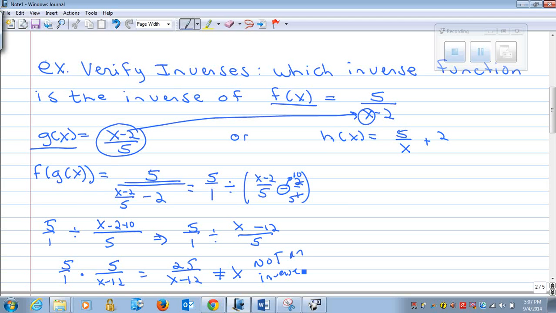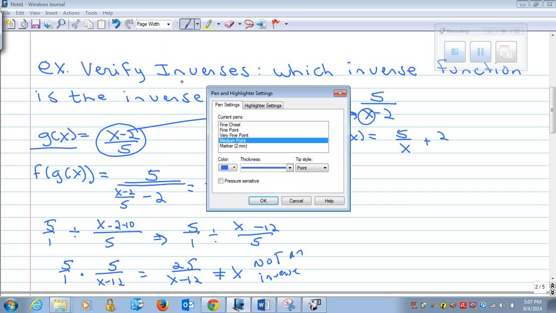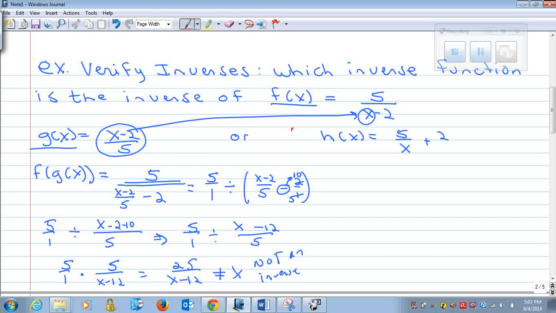Okay, let's try. I'm going to do a different color here and see if we can. All right, so let's try now this side over here. We're going to do the same thing. We're going to try f of h of x, which means we're going to plug in our h of x information for the x. So let's go ahead and try this one. Now we're going to start over like we did a while ago.